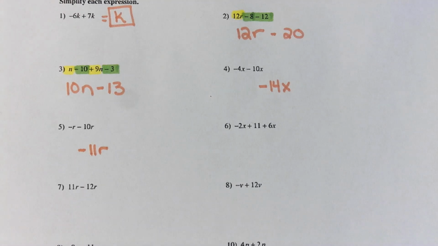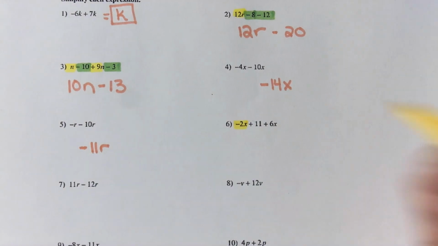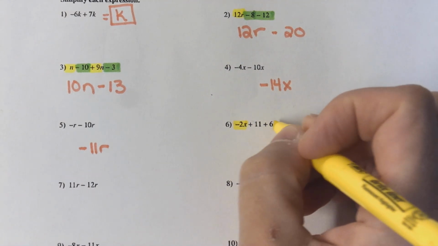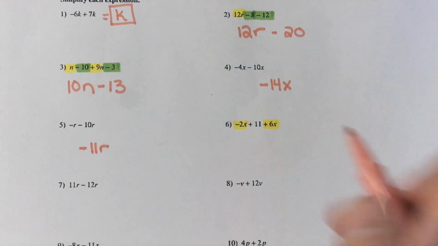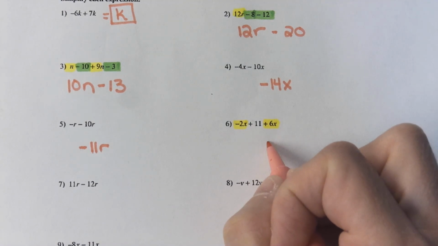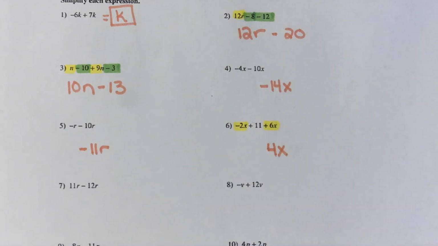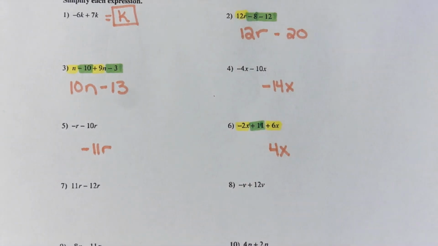Eliana, I'm coming to you. I have a negative 2x. Does negative 2x have a buddy? Yeah, who is it? 6x. And if I do negative 2 plus 6, what do I end up with? 4x. Agreed. And then, last question for you. Does 11 have a buddy? Not so much. So 11 is by itself.